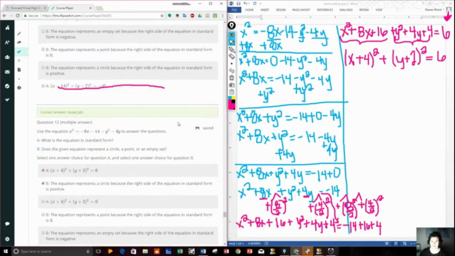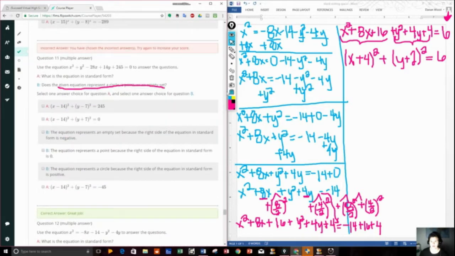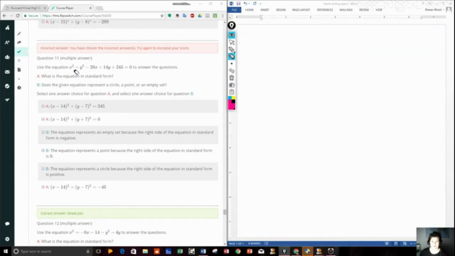Okay, there's question 13 and question 12. All right. So use the equation x squared plus y squared minus 28x plus 14y plus 245 equals 0 to answer the questions. What is the equation in standard form? Does the given equation represent a circle, a point, or an empty set? Alright, well, thank goodness we don't have quite as much work to do on this one.